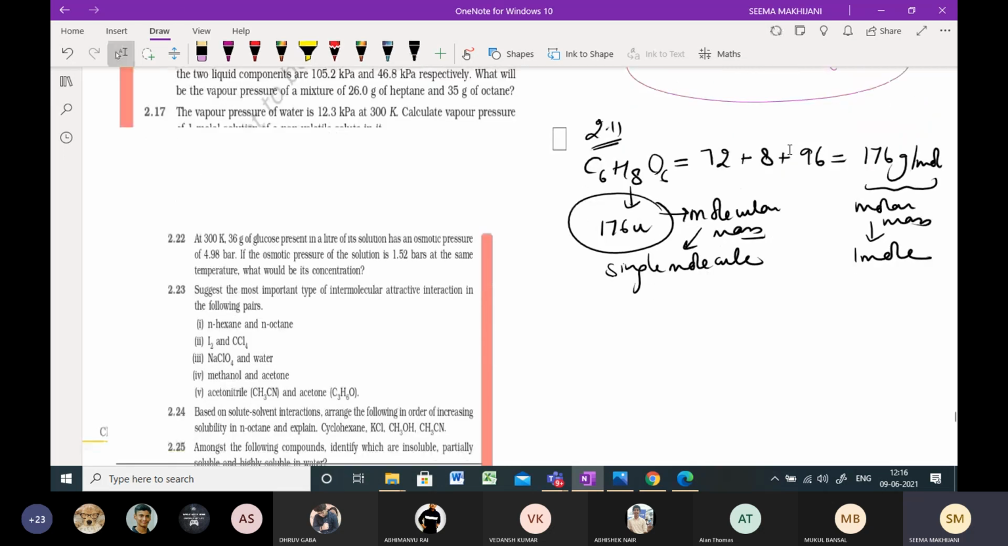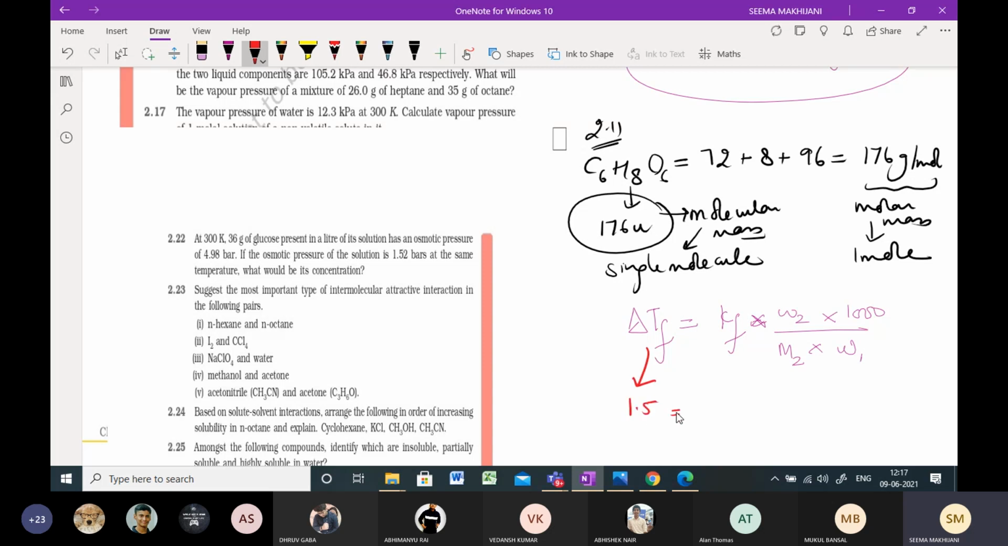Now the question wants you to calculate again the weight of the solute. So let me first of all write down the formula for it. The formula is delta TF is equal to Kf multiplied by W2 by molecular mass of the solute into W1, the weight of solvent. If it is in grams, you use 1000 there. Let's substitute the values for this. Delta TF is given to you as 1.5.